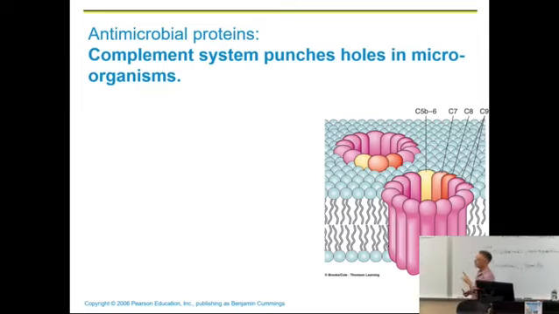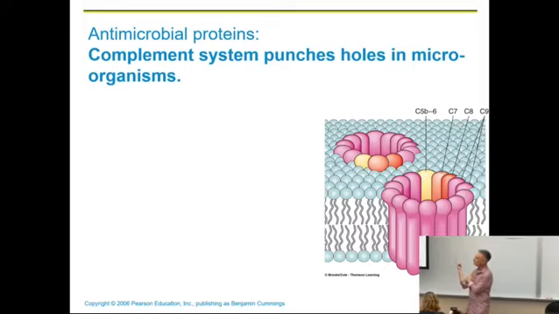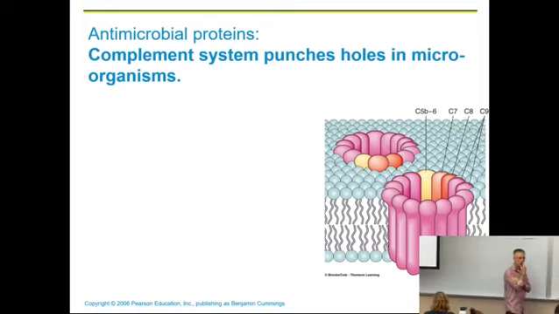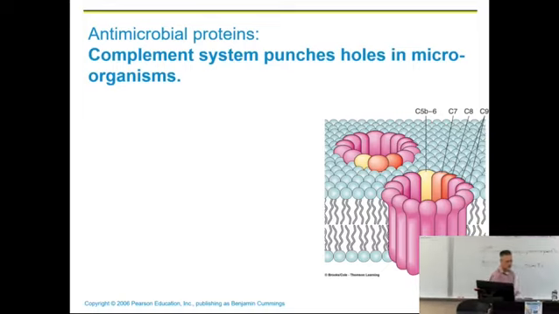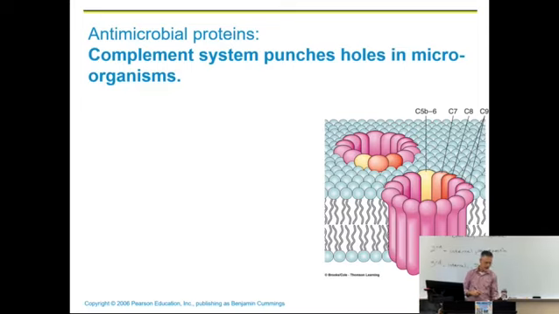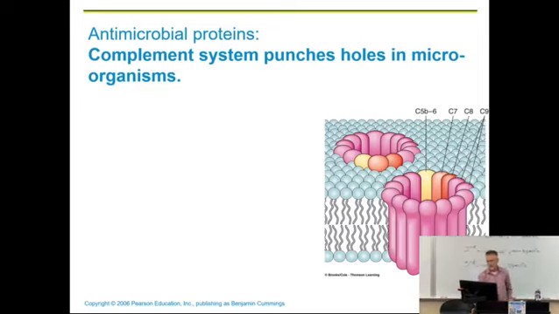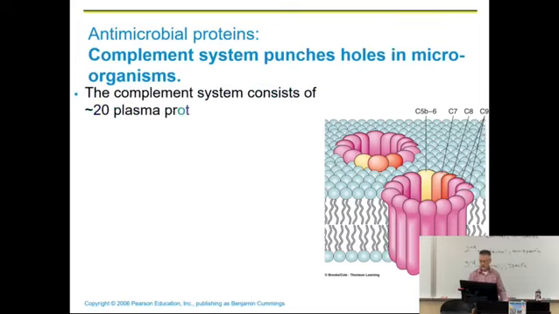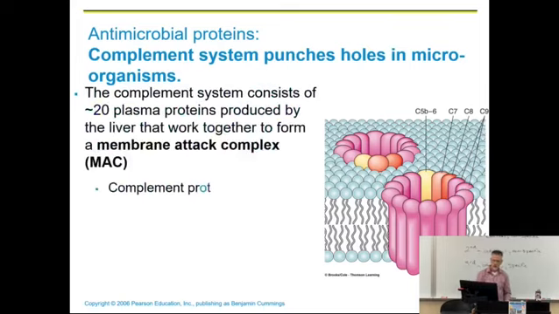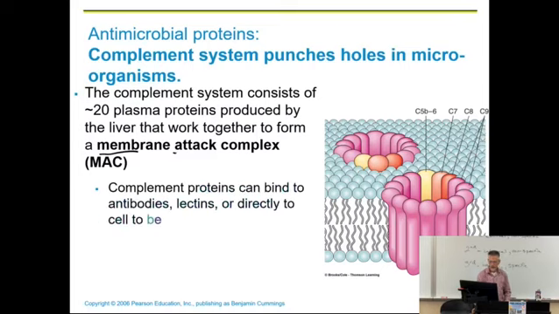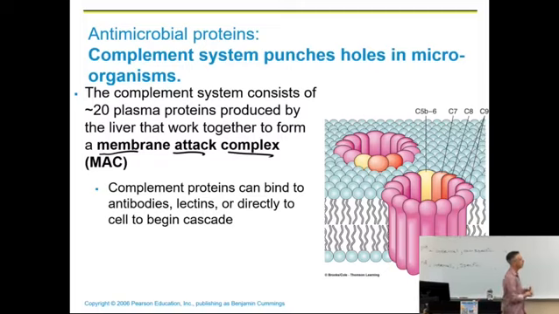All right, so other antimicrobial proteins, we have these complement proteins. So we mentioned them already. A complement protein itself can act as a chemotaxin, can act to bring in an inflammatory response, etc. But the main role of a complement protein is to assemble these things that are called a membrane attack complex. Ooh, that sounds like a formidable weapon, right?